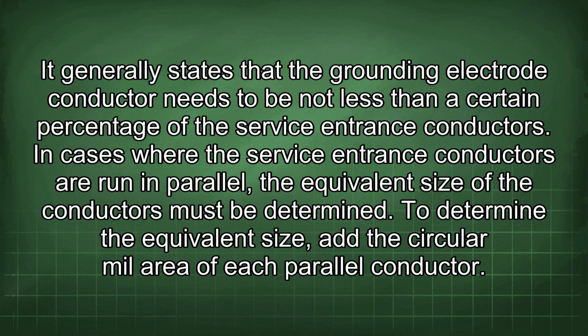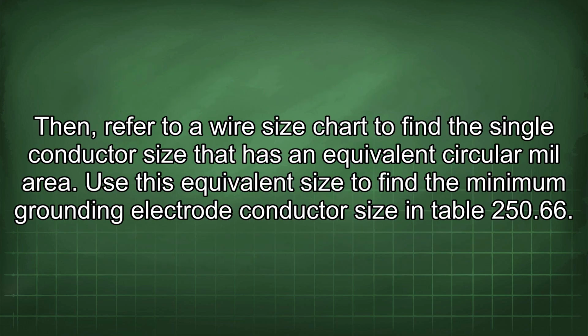In cases where the service entrance conductors are run in parallel, the equivalent size of the conductors must be determined. To determine the equivalent size, add the circular mill area of each parallel conductor. Then, refer to a wire size chart to find the single conductor size that has an equivalent circular mill area. Use this equivalent size to find the minimum grounding electrode conductor size in Table 250.66.